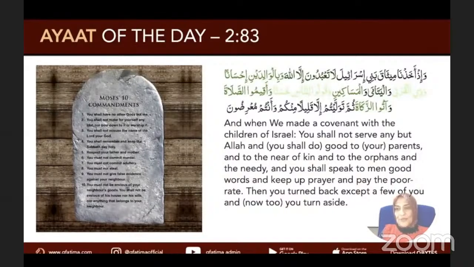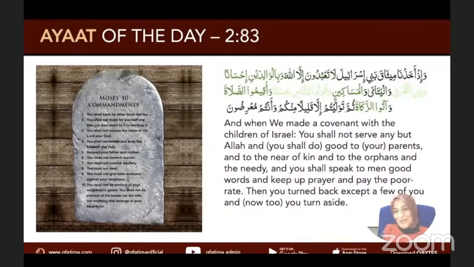And then وَذِي الْقُرْبَى. And those who are near you, your relations. وَالْيَتَامَى, the orphans. وَالْمَسَاكِينَ, those who are in need. وَقُولُوا لِلنَّاسِ حُسْنًا. When you speak to people, you will always speak good with them. وَأَقِيمُوا الصَّلَاةَ. You will establish salah. وَآتُوا الزَّكَاةَ. And you will give zakah. And those are the 8 things that you remember that are basics of belief.